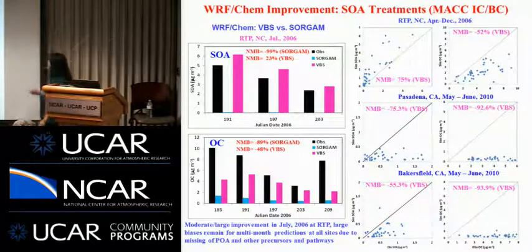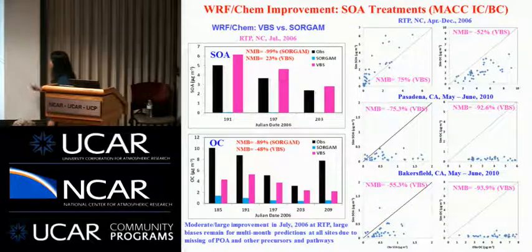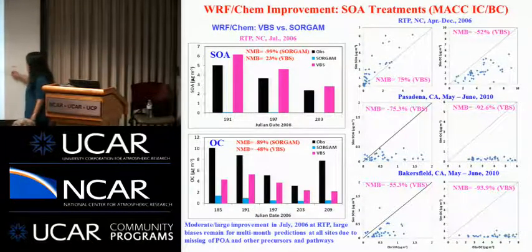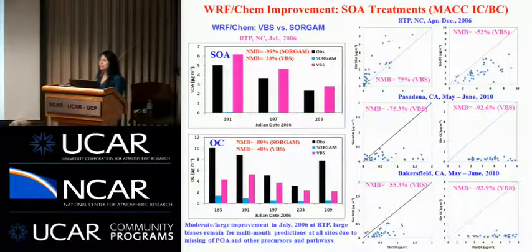Now, in terms of the longer-term evaluation, from April to December 2006 at the RTP site, we see overall overprediction. We overshoot the observation by 75%, and underprediction still happens for organic carbon. Then at 2 sites, we have data from CalNex, Pasadena, and Bakersfield, and this is for the 2010 evaluation. And we see at both sites, even with VBS, the model significantly underpredicts both SOA and OC, indicating additional deficiencies and limitations that we need to work on.